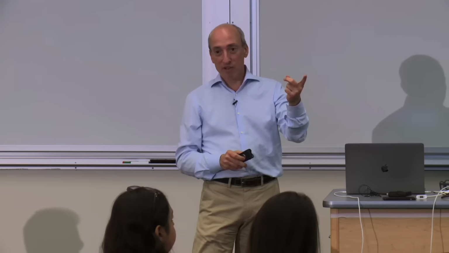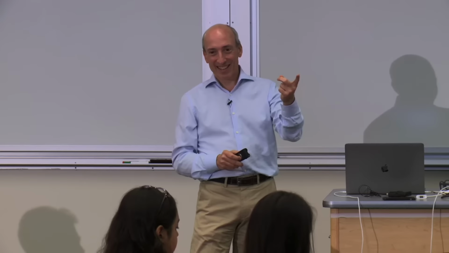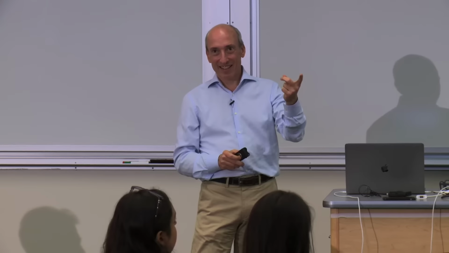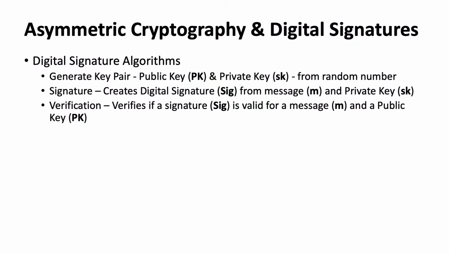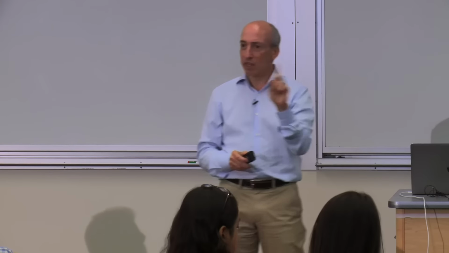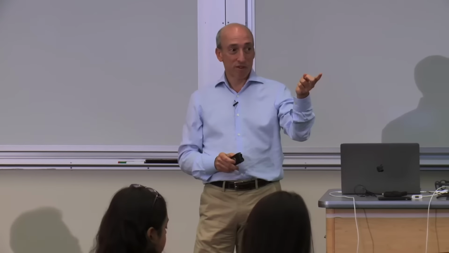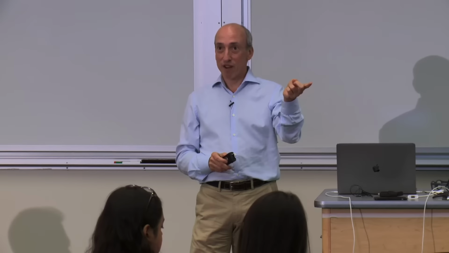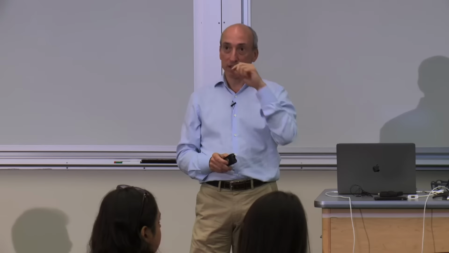How does Isabella know that it was from you? She's got to verify it. So there's a function called a verification function. It comes back just yes or no. I mean, it might say it differently, but it's just a yes or no. Isabella is going to verify your signature is valid for this message.